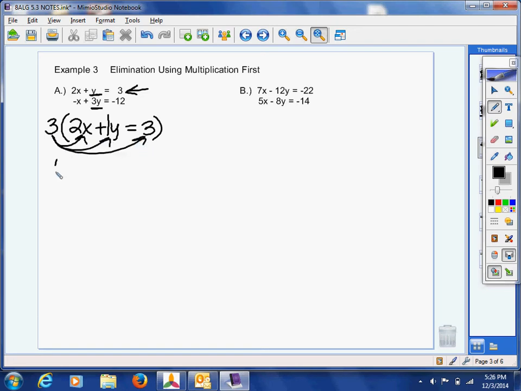All right, there we go. We got 6x plus 3y equals 9. So there's the distributed view. That's with me distributing 3 to that top equation. Now I'm going to bring the other equation underneath it. So I've got negative x plus 3y is equal to negative 12.